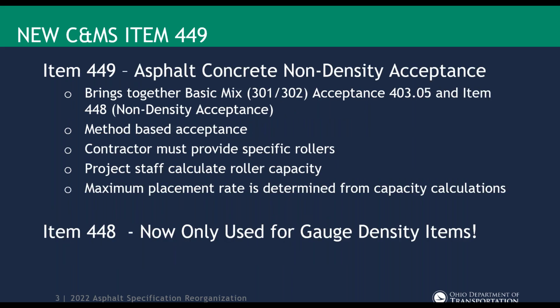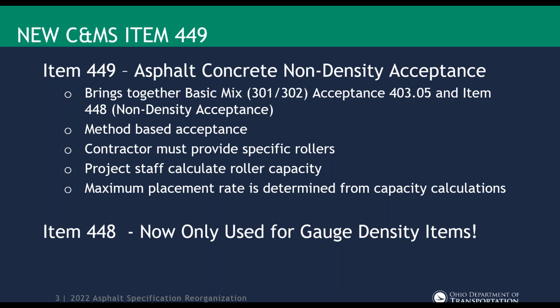So what is item 449? We've talked about this before, but just to reiterate and talk about some of the designer thoughts on this. It's a new non-density acceptance method. And basically this brings together the 301, 302 acceptance that came through 40305. We're already talking a lot of references here. And the item 448 non-density acceptance.